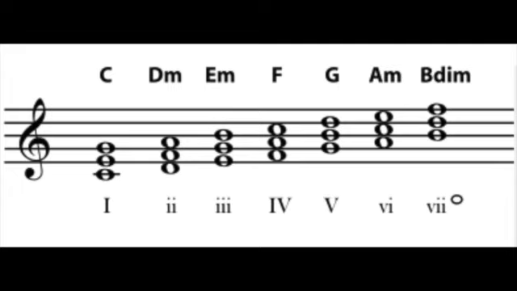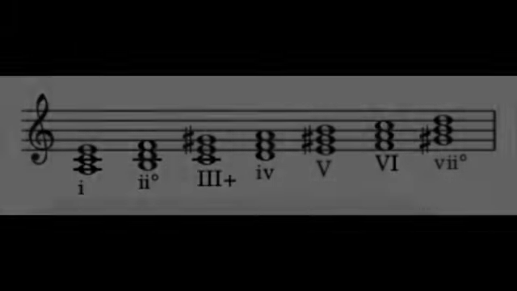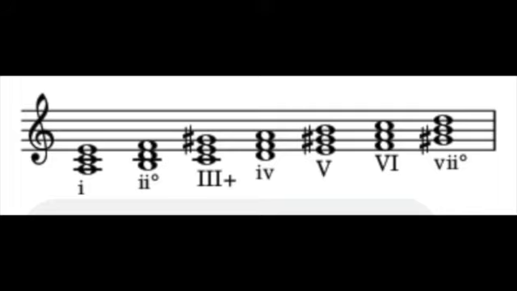In major keys, modulations are most frequent to the dominant, 5th degree, the subdominant, 4th degree, and the relative minor, 6th degree. Less frequently, they can move to the 2nd or 3rd degrees. In minor keys, the most common targets are the relative major, 3rd degree, the major dominant, 5th degree, and the minor subdominant, 4th degree.